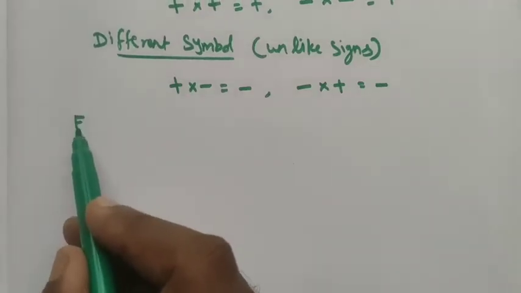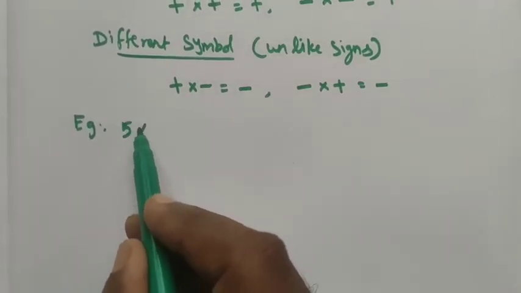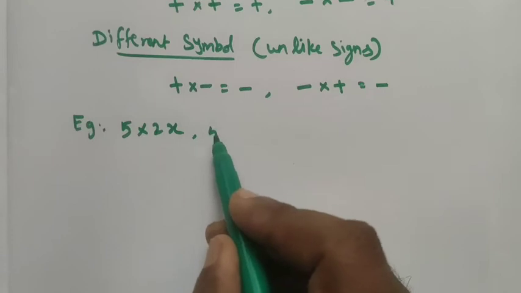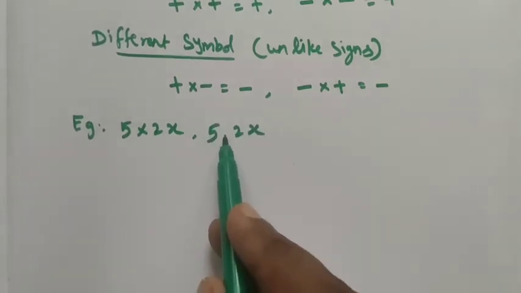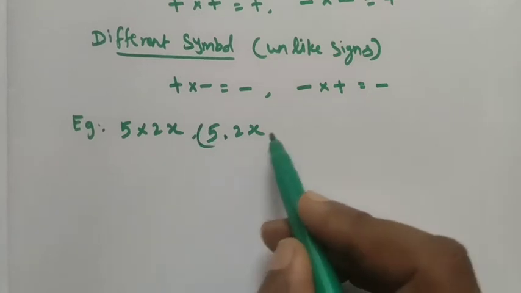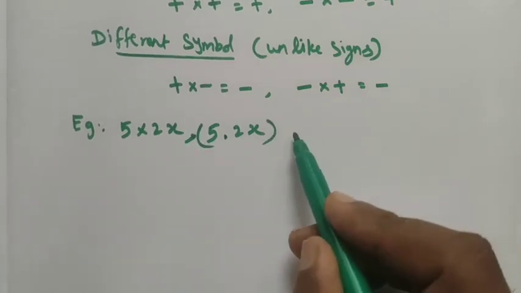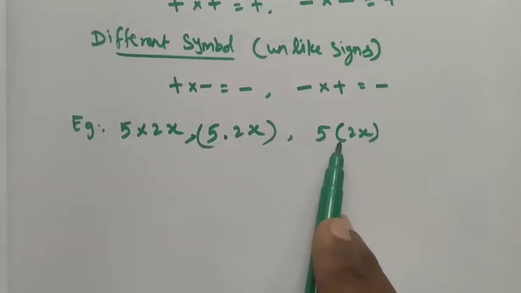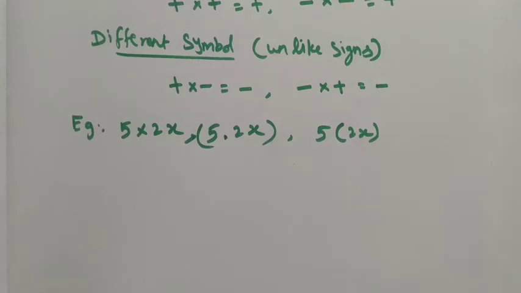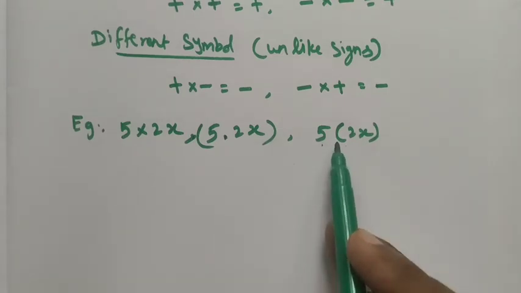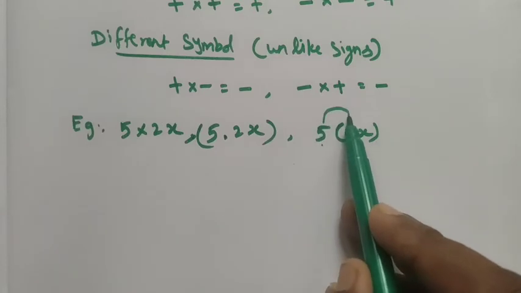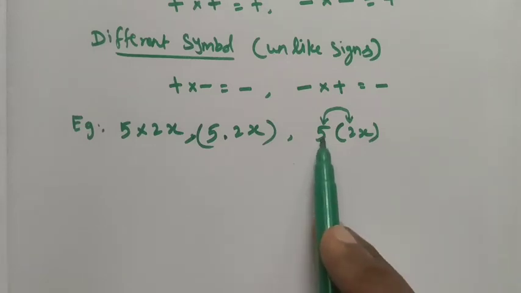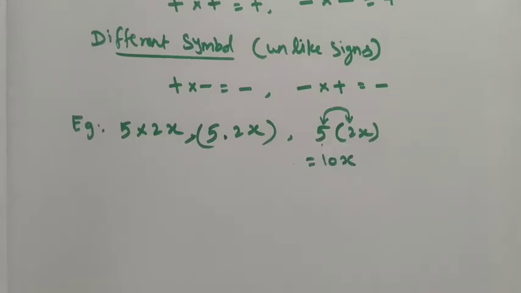For example, let me take 5 into 2x. Either we can use the multiplication symbol, or a dot, which is also a symbol for multiplication, or otherwise we can write 5 into 2x with brackets. This bracket is the product bracket, so it means you have to multiply. When we are multiplying, multiply the numerical coefficients first and then take the remaining. 5 2s are 10 and then x, 10x.